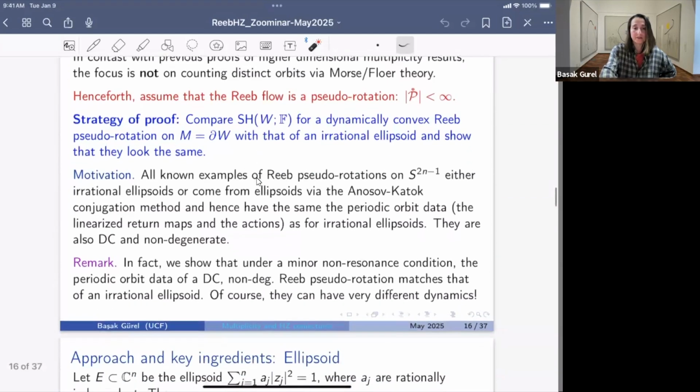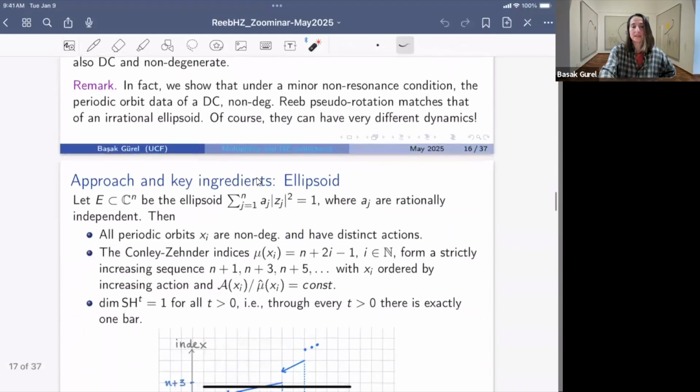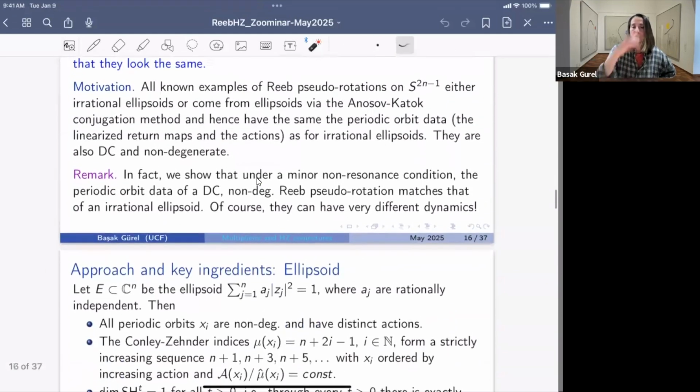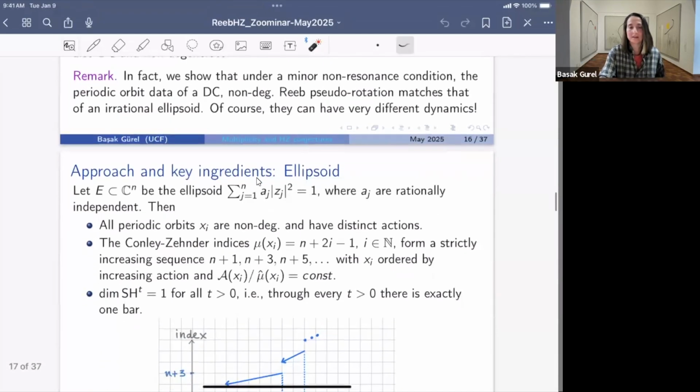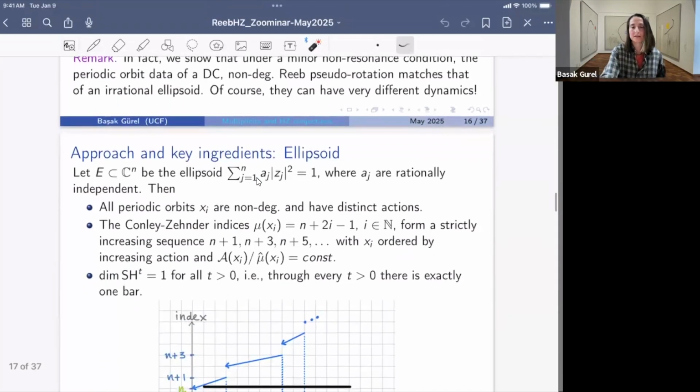So in fact, as an application, we will also see that when we assume a non-resonance condition, we can also show that for a DC non-degenerate Reeb pseudo-rotation, the fixed point data precisely matches that of an irrational ellipsoid. So they're actually pretty similar in that way. Of course, one should also emphasize that they may have very different dynamics.